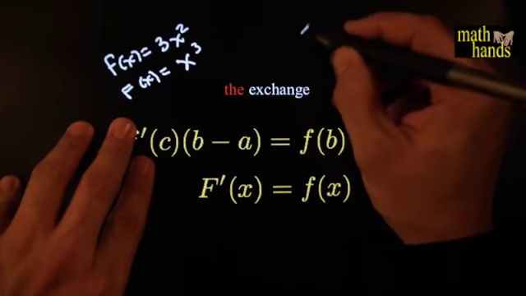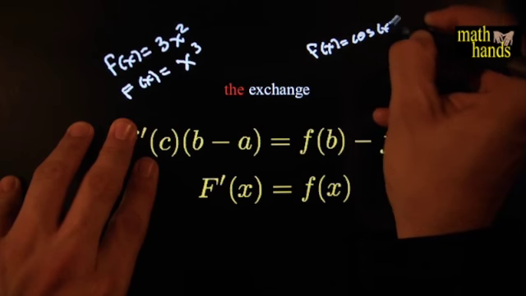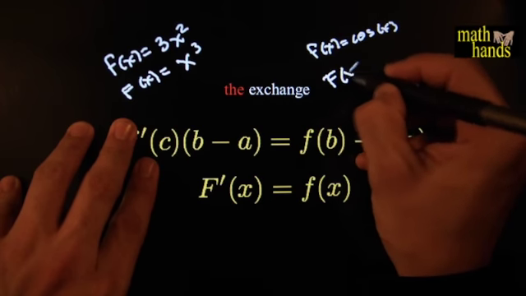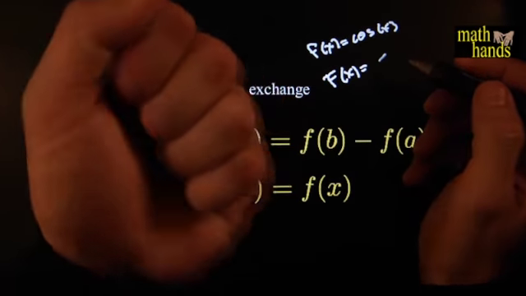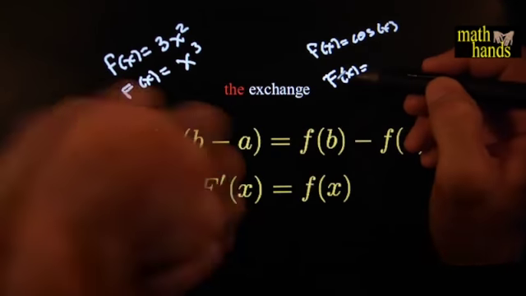I'll do it again. Suppose I tell you f of x is equal to cosine x. What would that make capital F? That would make it a function here inside my hand. I won't tell you what it is, but I'll give you a hint. If I take the derivative of it, I get cosine x. What would that function be?